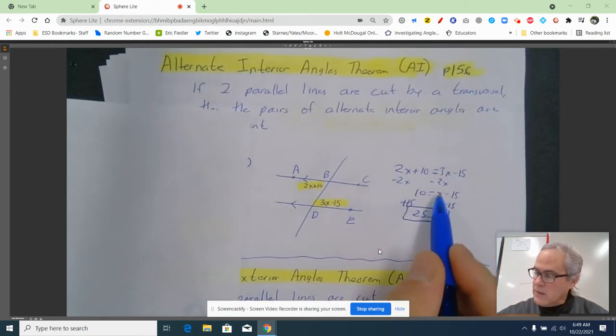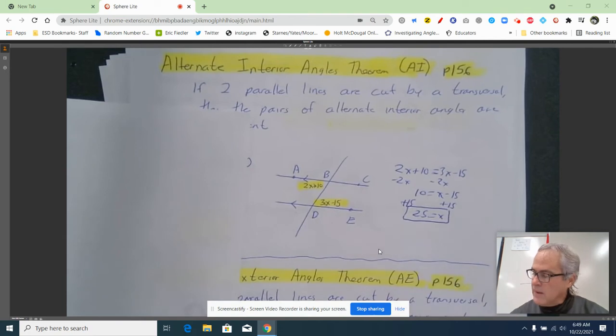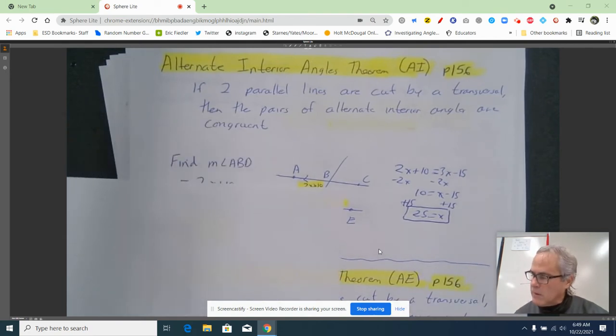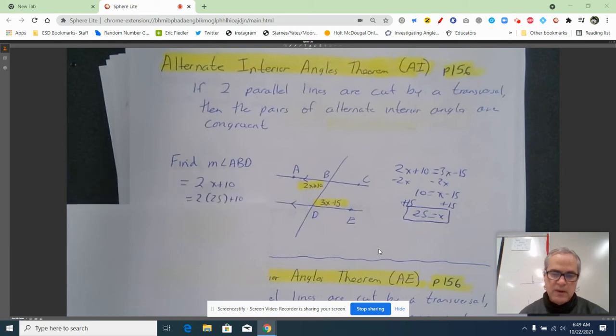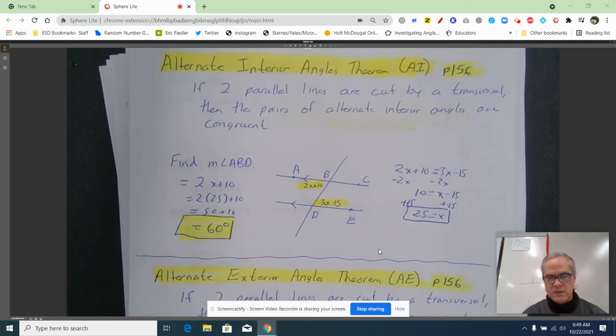Okay, so then I go through and I solve it. I get x is 25. Now I have to check, what is it that they want me to find? I didn't reveal that to you, but they want me to find the measure of angle ABD, not x. So I have to plug it back in and take a look at what angle ABD is. It's 2x plus 10. So I plug in my 25, and I end up getting 60 degrees. Okay, that's a typical question. Not easy, but typical.